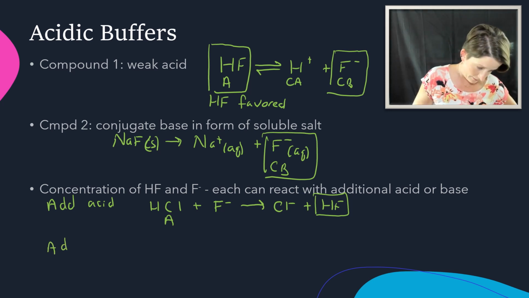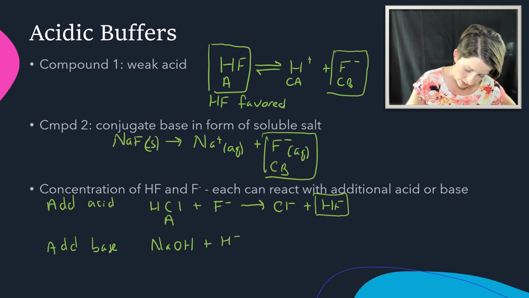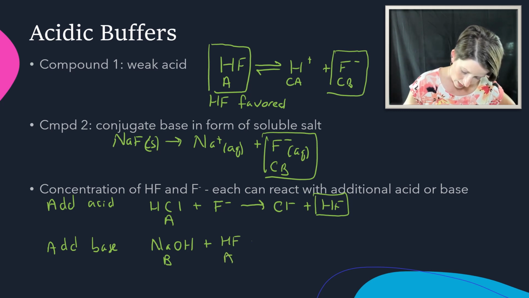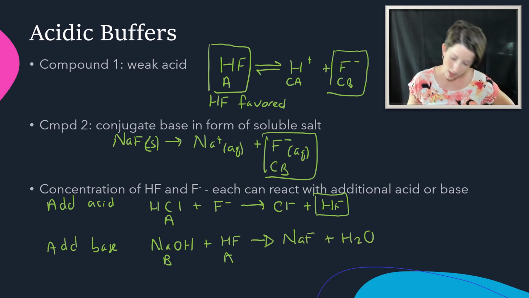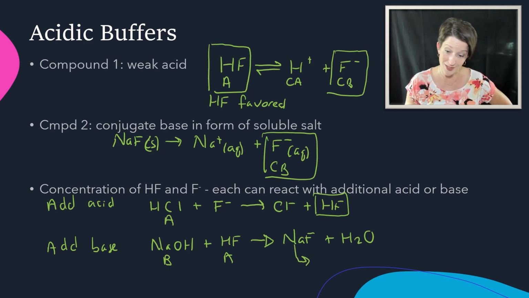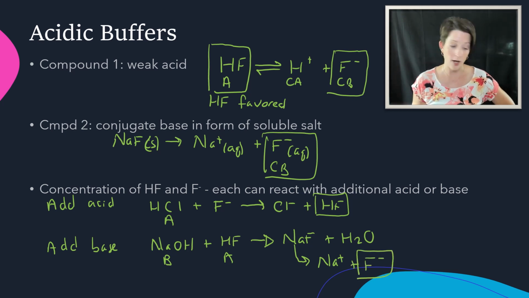Let's say we add a base. If we have sodium hydroxide, that sodium hydroxide is going to react with our weak acid. So we're going to get sodium fluoride and water. That sodium fluoride is a soluble salt. It's the salt we used to free up those fluoride ions. So that's going to just dissociate again. It's not going to solidify out, therefore reforming more conjugate base.